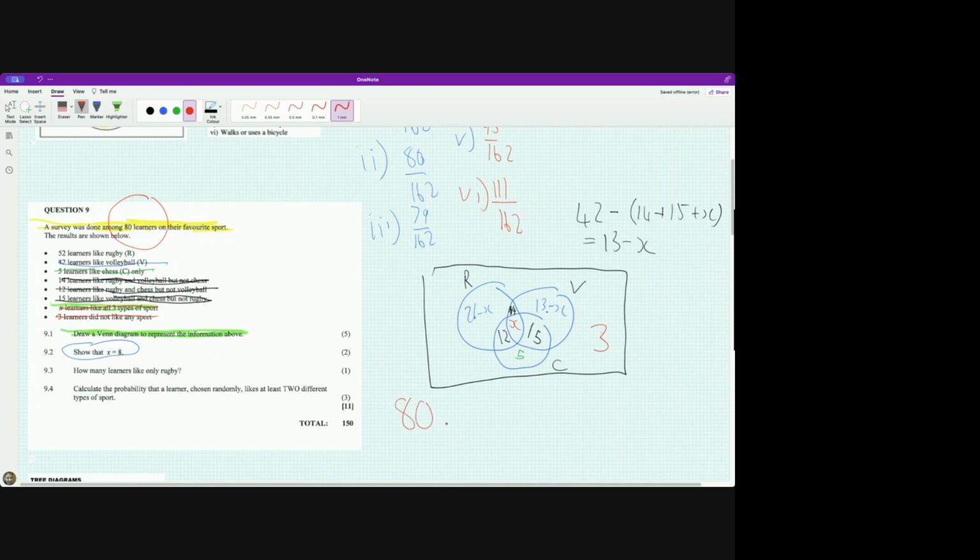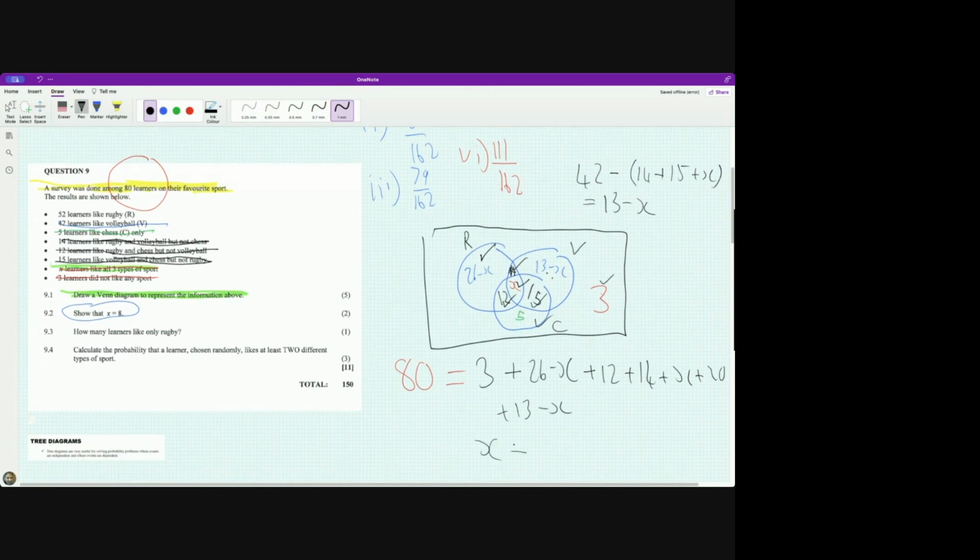And so what you're going to do is you're going to say 80 is equal to all of this stuff. 3 plus 26 minus x plus 12 plus 14 plus x. Let's see that I've done them all here. 14x that plus 20 for these two plus 13 minus x. And where have I got? Got 20 plus 13 minus x, and then you'll solve for x. And if you solve this thing for x, you will get x is equal to 8.